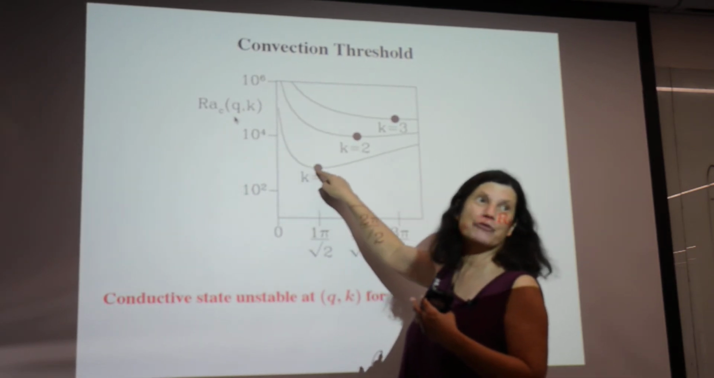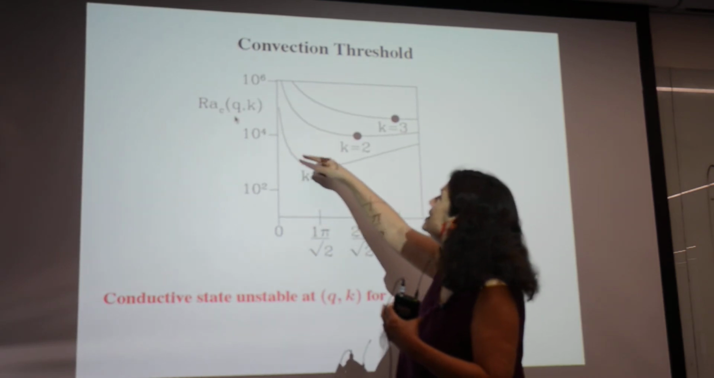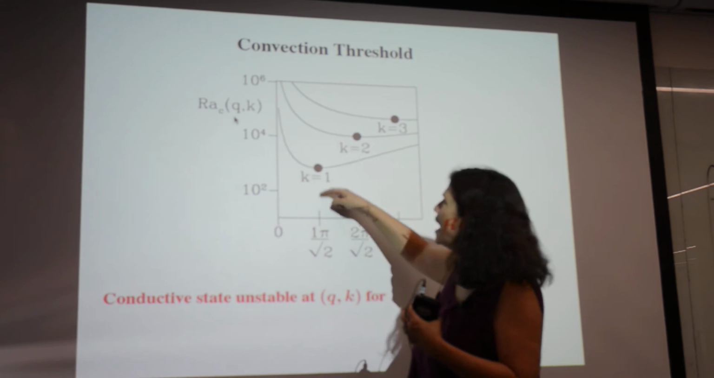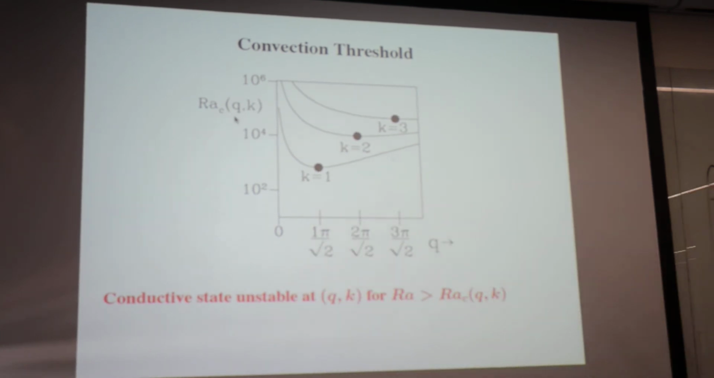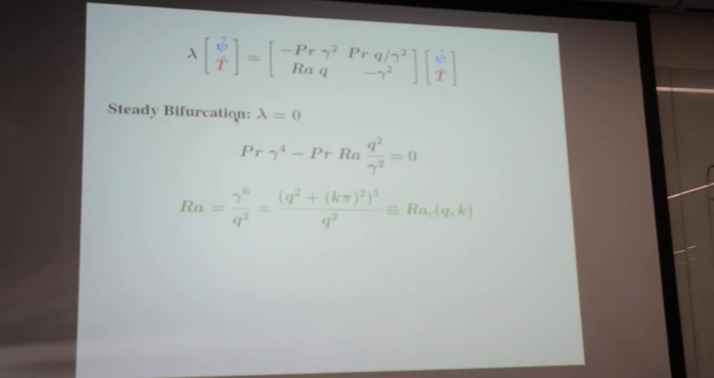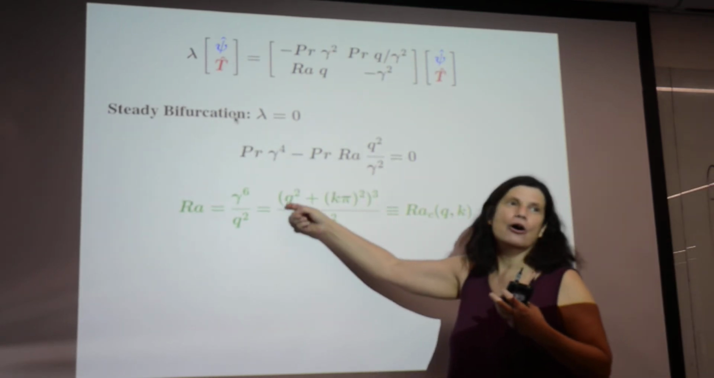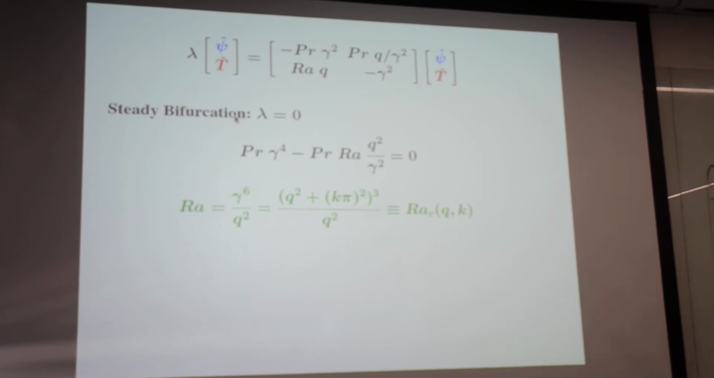This is the critical Rayleigh number. Not the critical Rayleigh number for that q and k, but the critical one. It's the minima of all of these points. And it's here. And we can write it analytically because this is a simple expression here. What we need is to find the minimum of this curve, and that is easily done.